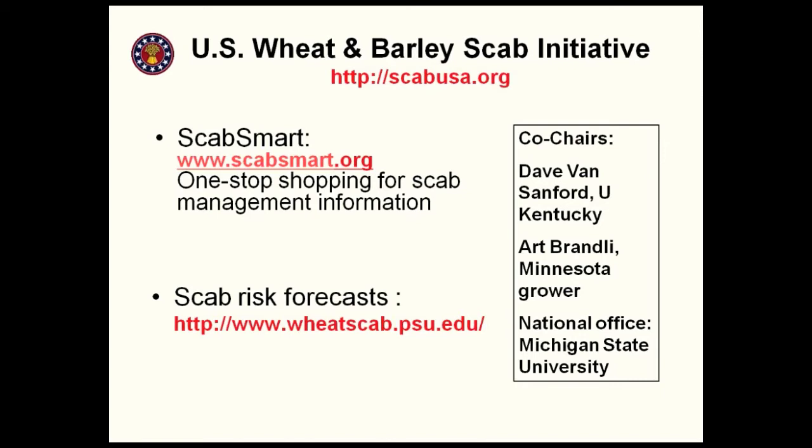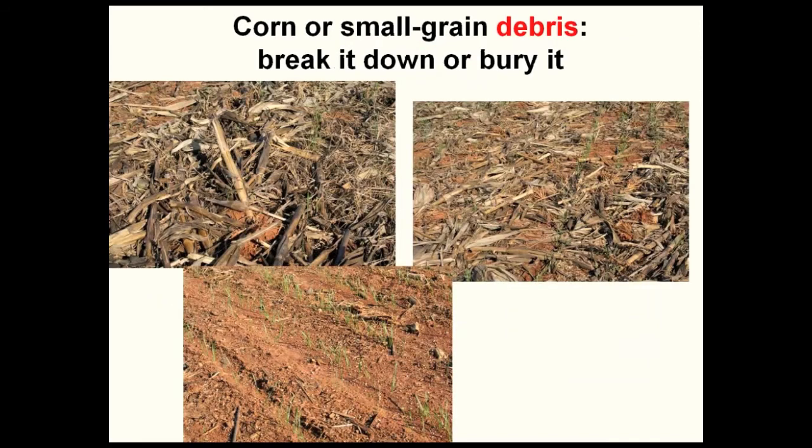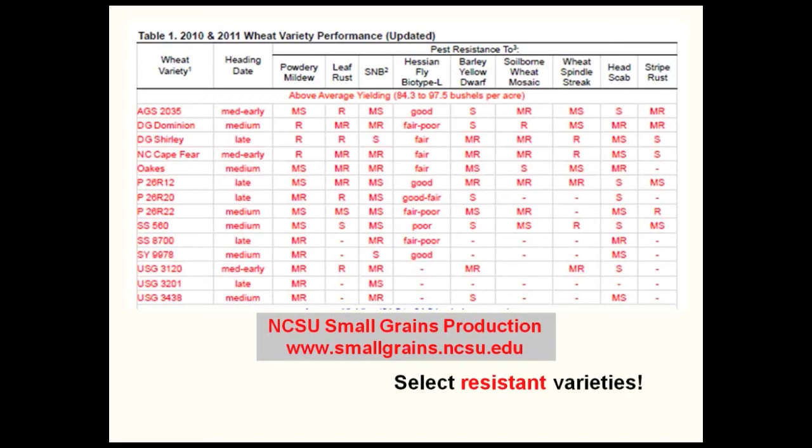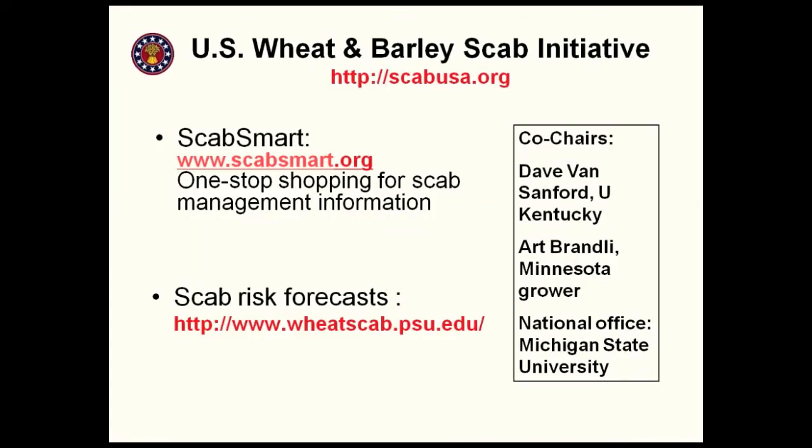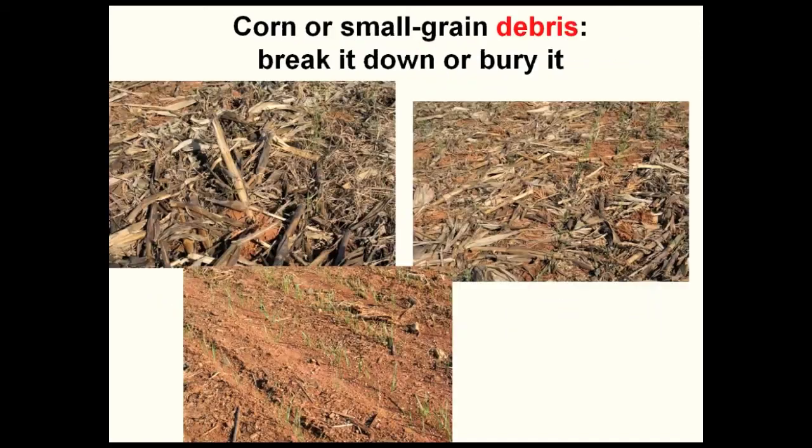And then this scab risk forecasting system is available to everyone free of charge, and you can sign up to get alerts. If you go to this website, you can sign up to get a text message or email alert when the risk forecast changes at the crucial time. So that's all available. I should mention, though, that the recommendations from the initiative assume that fungicide will be a big part of the management strategy.